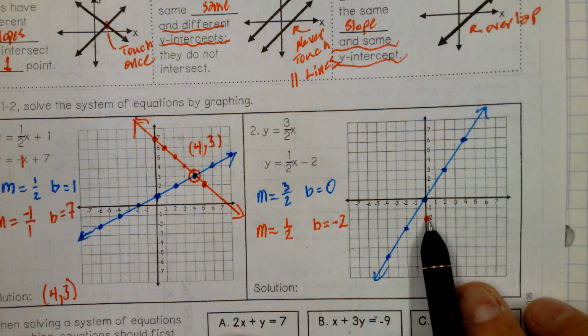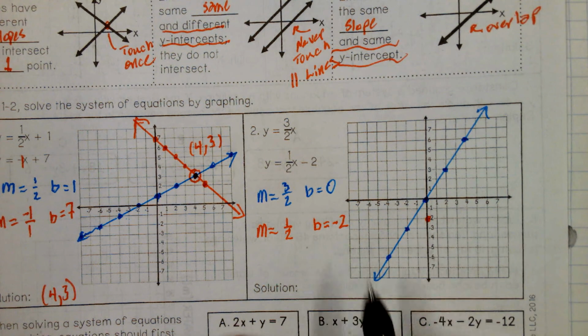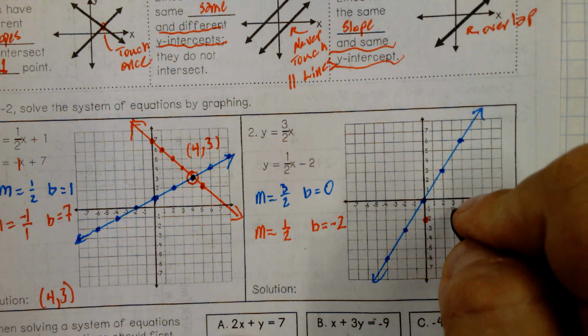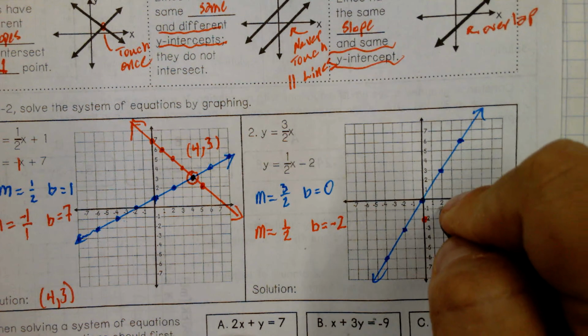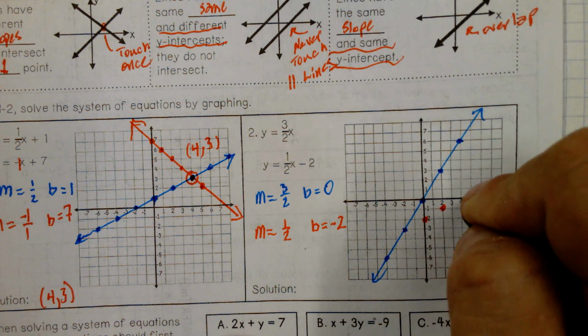Slope is 1/2. Help me out now. Really? Nobody? Do I go up? Do I go down? It's positive, right? Yeah, I'm going to go up 1 to the right 2. And then up 1 to the right 2.